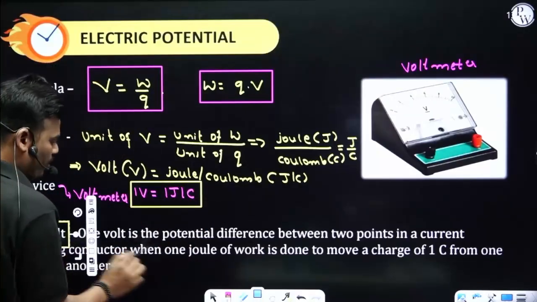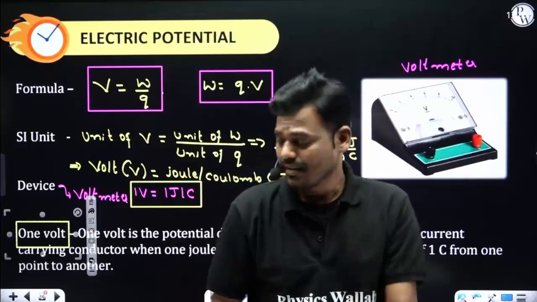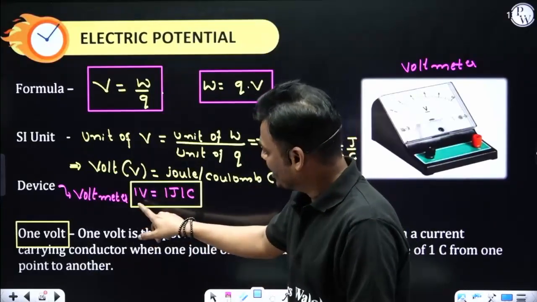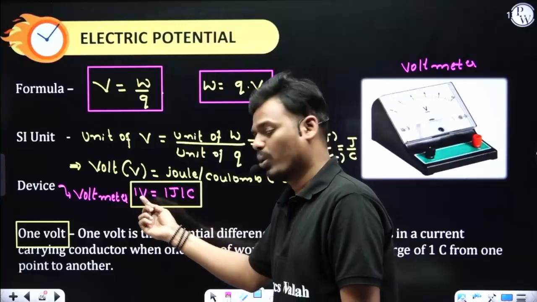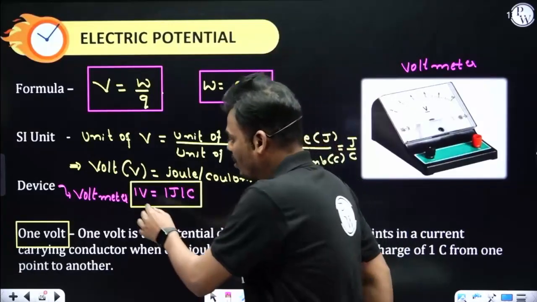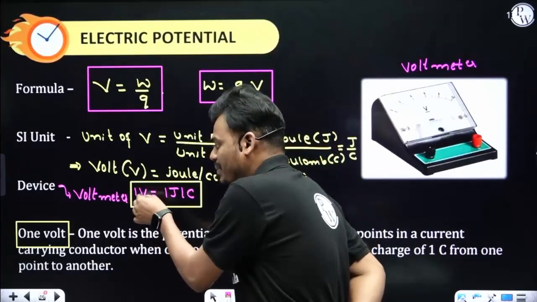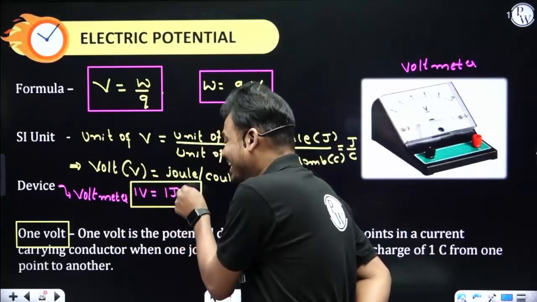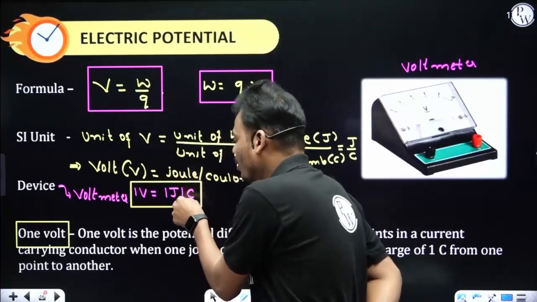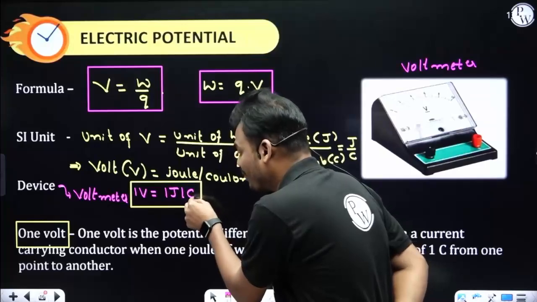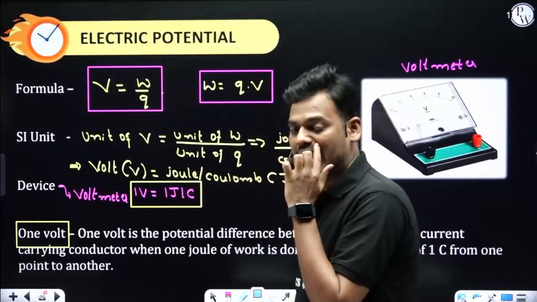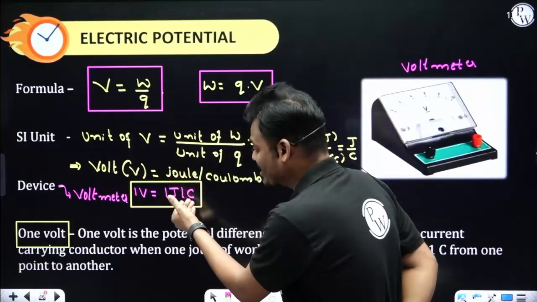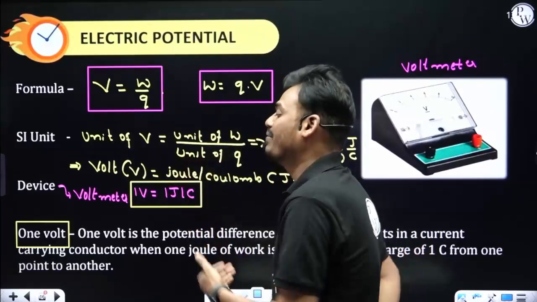And here we have 1 volt, right? How to define 1 volt? You can see properly. The potential difference is said to be 1 volt when 1 joule of work is done on bringing 1 coulomb of charge from one point to another point. This is how you need to define it. If you know these formulas, this mathematical statement, you can define this one.